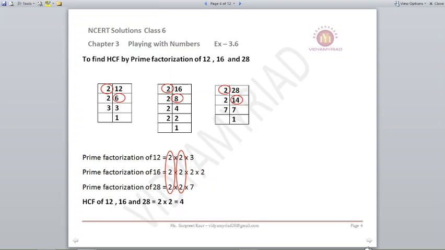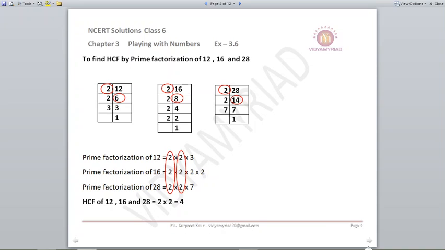I will focus on 8. 8 is an even number, so again I will divide it by 2. 2 4s are 8, so 4 will be written under 8. Now think of 4. 4 is again an even number, that means it will again go on 2. So 2 into 2 is 4. The last number is 2. 2 will be divisible by 2 only, so 2 1s are 2. So the prime factorization of 16 is 2 into 2 into 2 into 2.